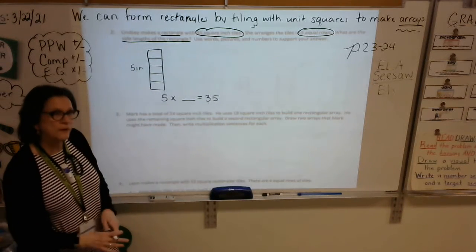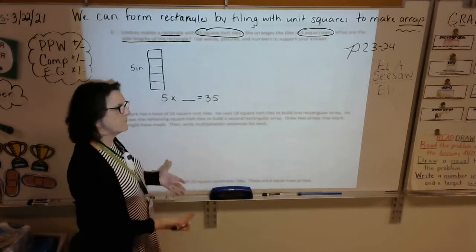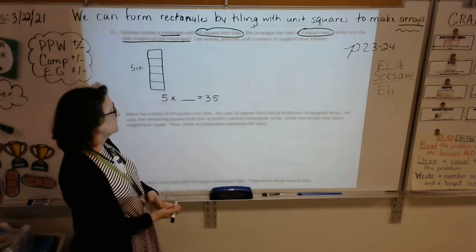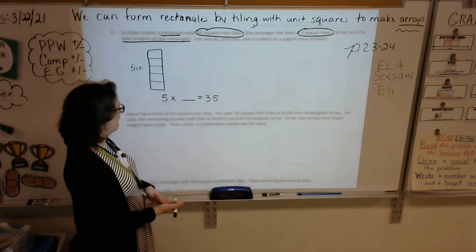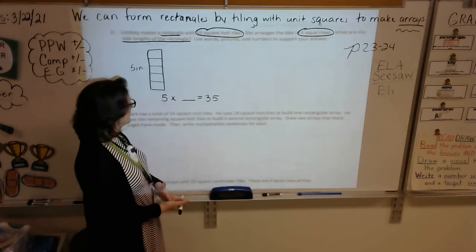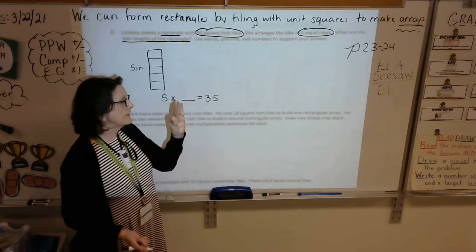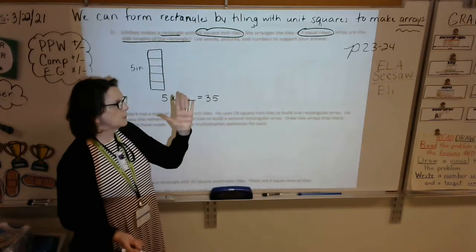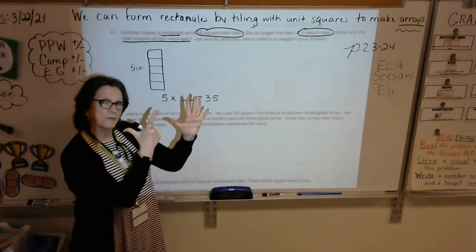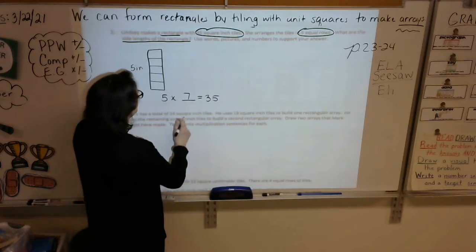So 5 times what will give us 35. Remember, you can skip count. So go ahead and skip count by 5 till you get to 35 and see what you get. All right, let's do it together. Check our work. 5, 10, 15, 20, 25, 30, 35. You should have gotten 7. So 5 times 7 equals 35.